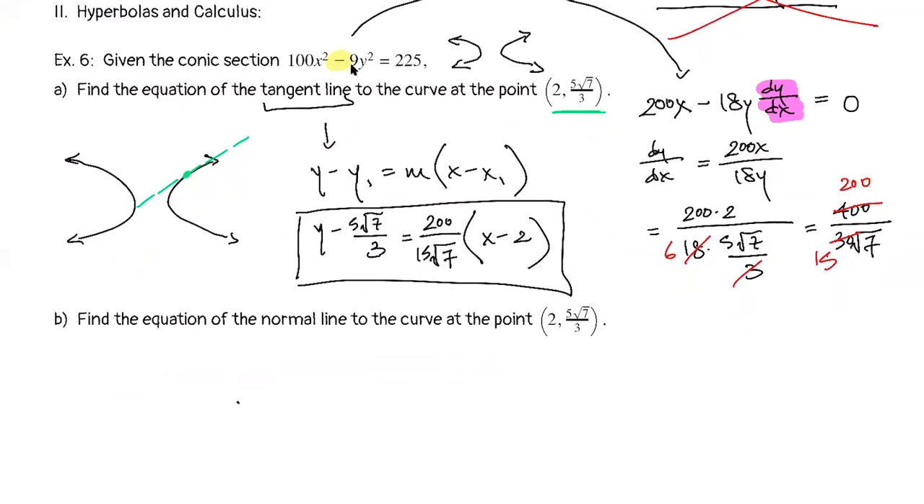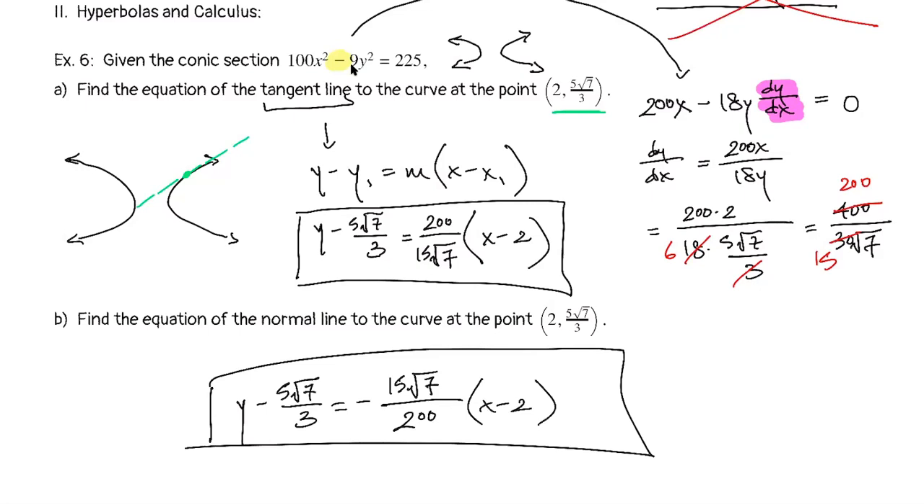Okay, so we've got y minus 5 root 7 over 3 equals a negative 15 over root 7, or 15 root 7 over 200, times (x minus 2). And as long as you flip your fraction and change the sign, we are good to go, okay? So once you've got that tangent line, the normal line is the line that is perpendicular to that tangent line, okay?